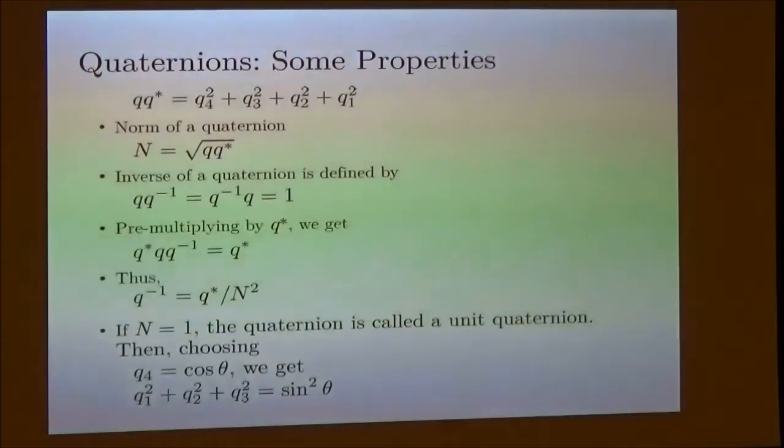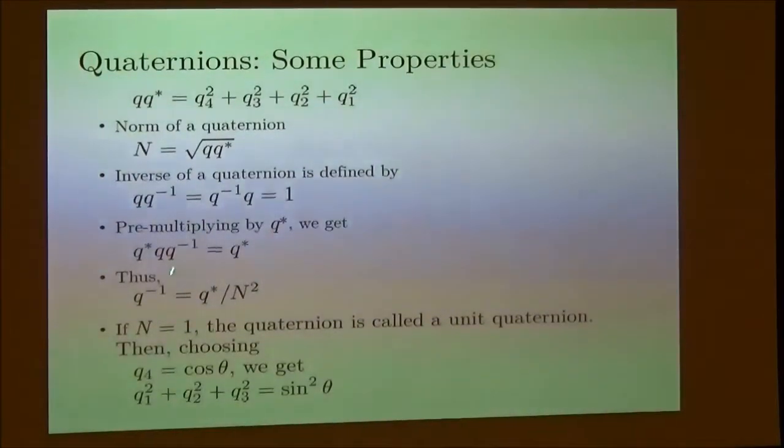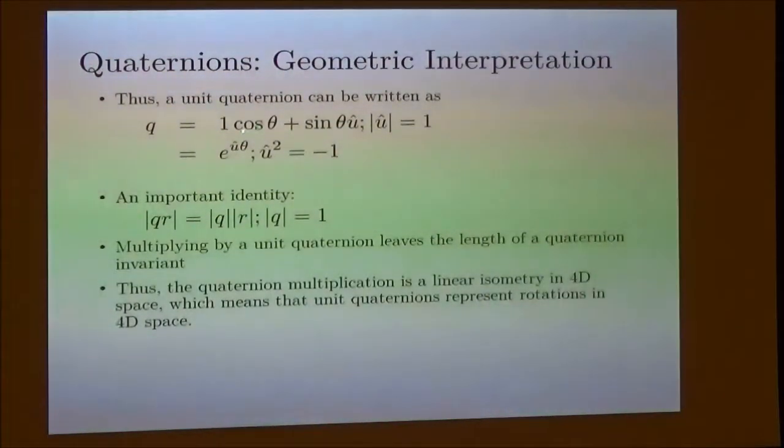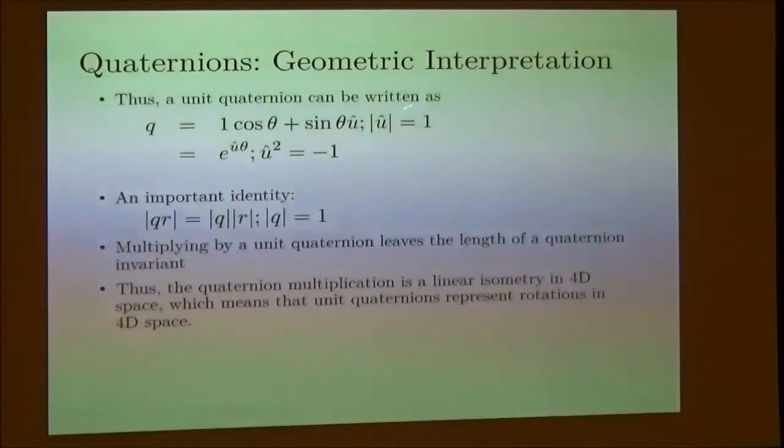So now we're getting closer to a unit complex number, and we will see how we get a 3D rotation from them. If we choose Q4 to be, let's say, cosine theta, which we can do, then this term should be equal to sine squared theta, right? And in that case, we can write Q as this. So we have cosine theta times 1 plus sine theta times a unit vector u hat. The unit vector over here belongs to R3. The magnitude of the unit vector, of course, has to be 1. We can also write this using exponential notation. So that is equal to e to the power u hat theta. Again, if you do the Taylor expansion of this, you'll find that. Now, u hat squared is going to be equal to minus 1. Why is that? Because u hat squared is minus the magnitude of u hat squared, and by definition, it's a unit vector, so we get u hat squared equal to minus 1. So now this is looking very much like your i squared equal to minus 1 in the complex plane.